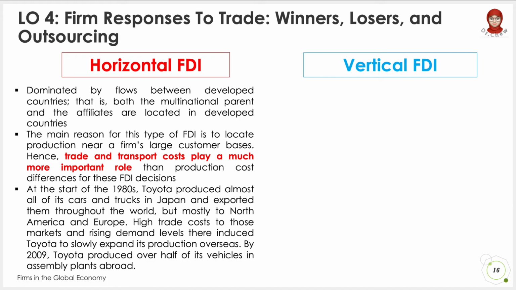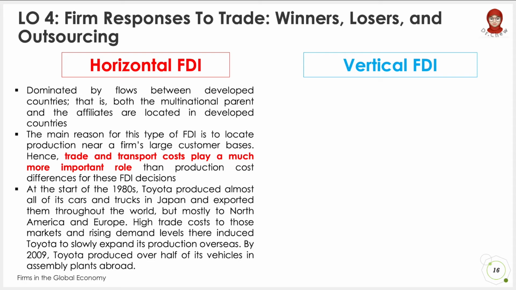Horizontal FDI is dominated by flows between developed countries. That is, both the multinational parent and the affiliates are located in developed countries such as the UK, US, Europe, and so on. The main reason for this type of FDI is to locate production near a firm's large customer bases. Hence, trade and transport costs play a much more important role than production cost differences for this FDI decision.